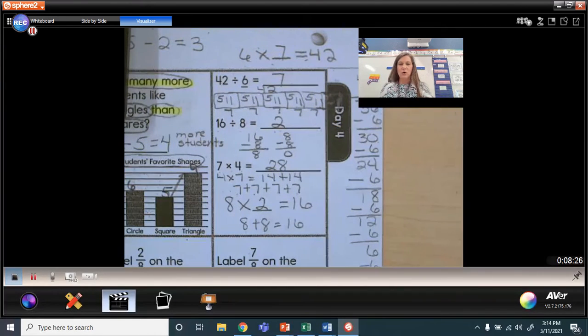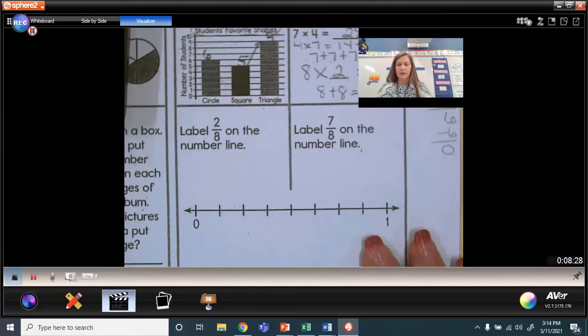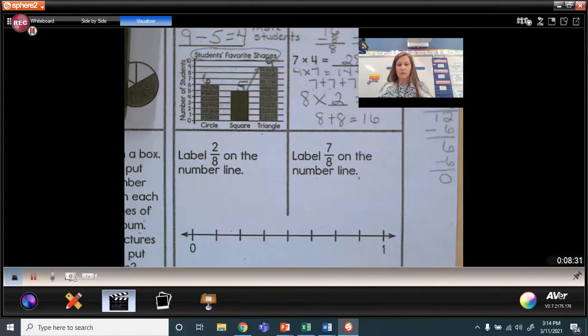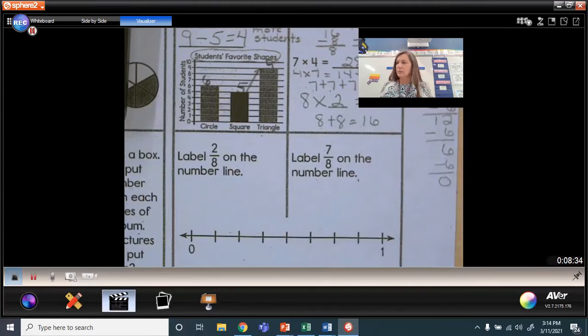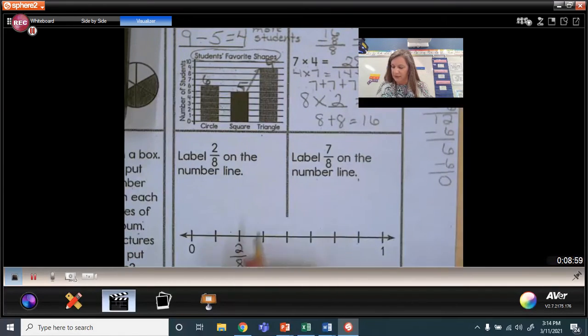All right, last one, it's on a number line. And we have this one whole broken up into 8 equal parts. How do I know? Because I'm going to count the spaces. 1, 2, 3, 4, 5, 6, 7, and 8. They want me to find 2 8s. So if I count 2 spaces from 0, that tells me my numerator, I'm going to have 2 of the 8 pieces up to this point, 2 8s.